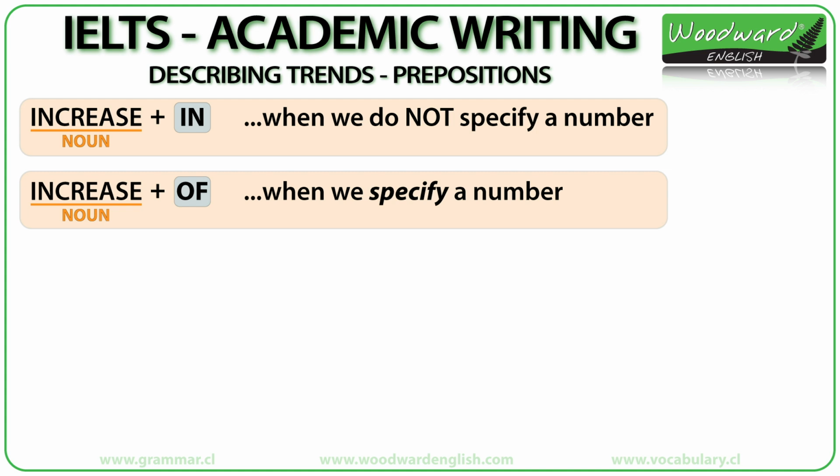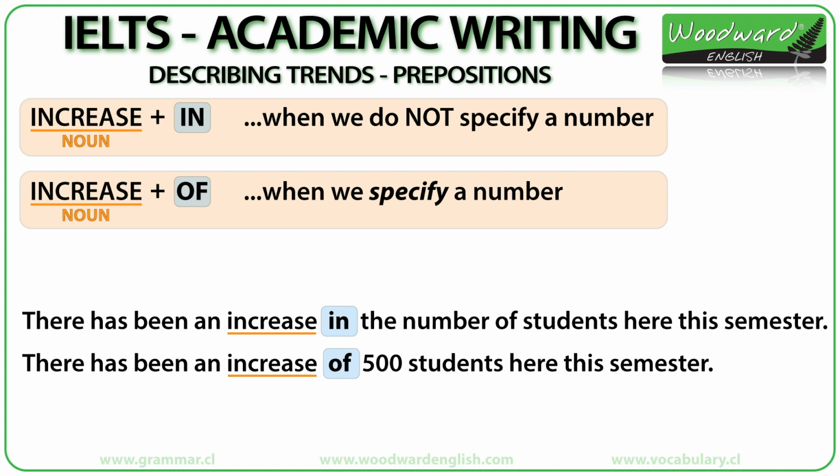In summary, increase as a noun plus in when we do not specify a number. Increase as a noun plus of when we specify a number. Two example sentences. There has been an increase in the number of students here this semester. There has been an increase of 500 students here this semester. We use in the first sentence because we do not specify a number. We use of in the second sentence because we specify a number, in this case 500.